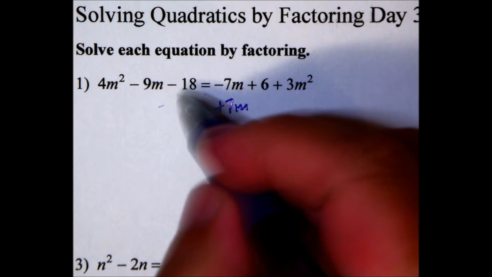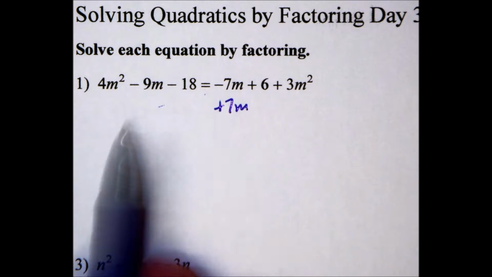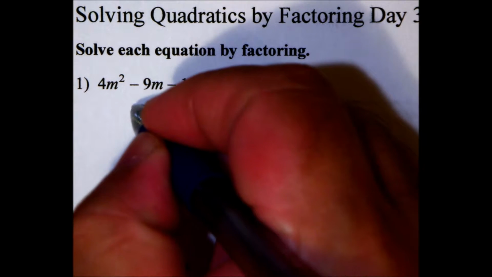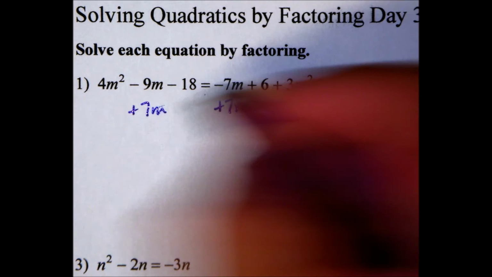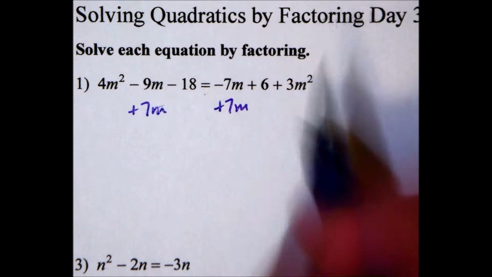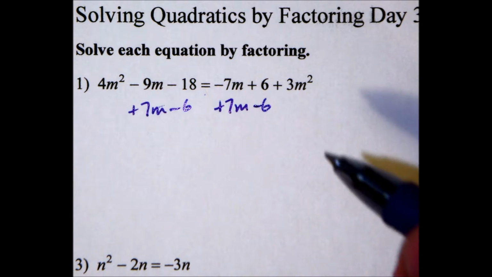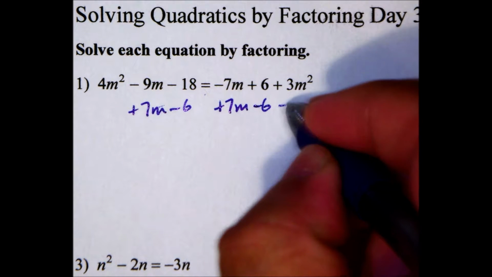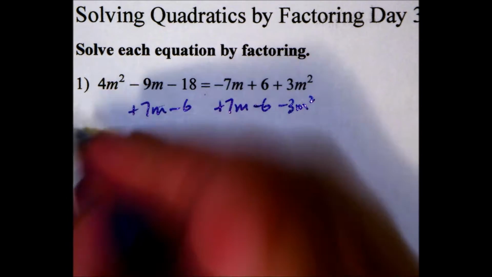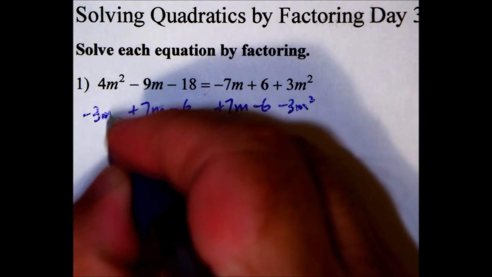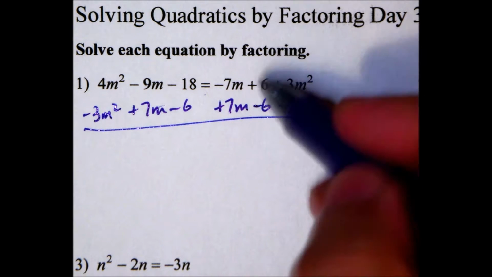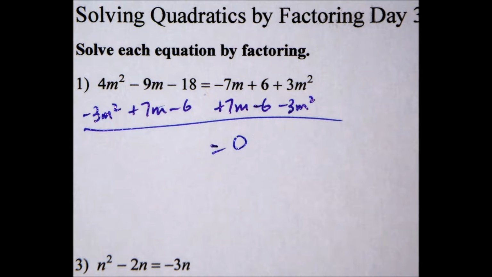The 7m doesn't get added to 18. You want to combine like terms. So I'm going to add it to the 9m, or the negative 9m rather. I'm going to subtract 6, because I don't want it on this side. I'm going to subtract it from the negative 18. I want to subtract 3m squared, so I'm going to subtract from the 4m squared. And we're going to do that all at once. All that on the right goes away, it becomes 0.